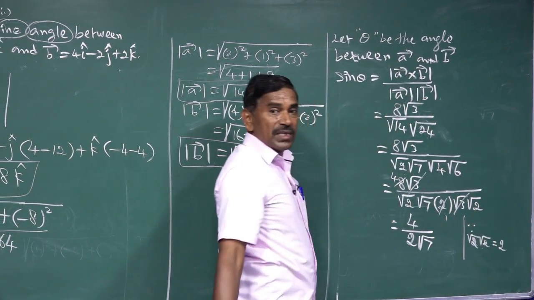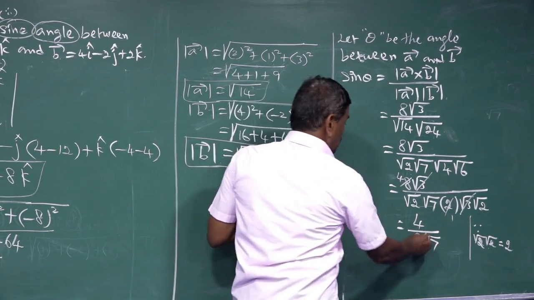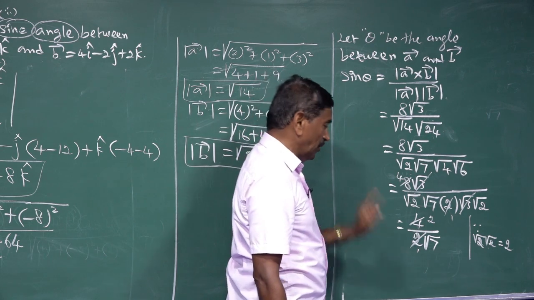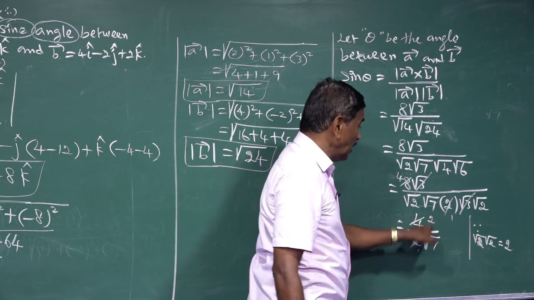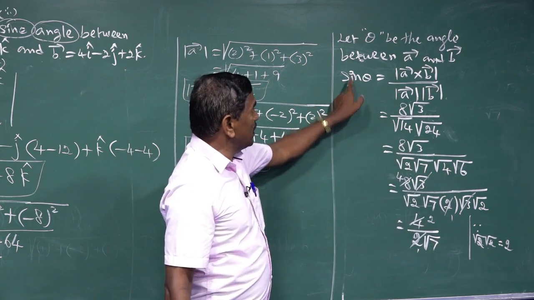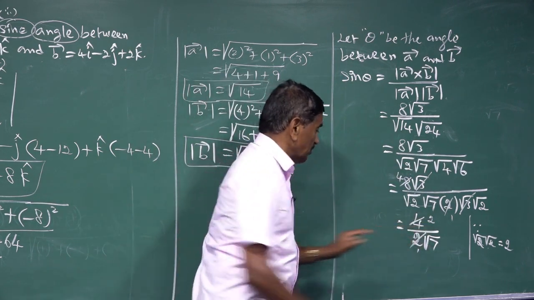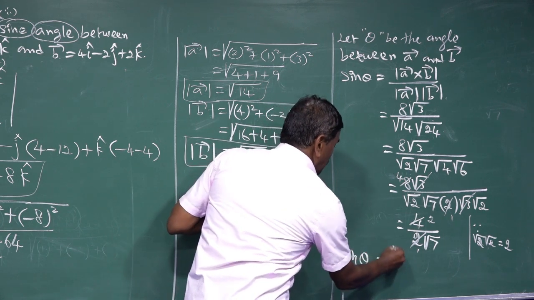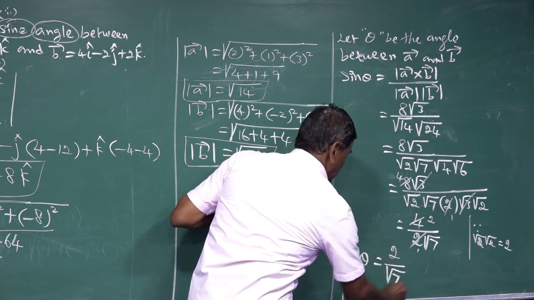Now next step: 1 2 is 2 and 2 2s are 4. Your answer is 2 by root 7. What is 2 by root 7? Sine theta is equal to 2 by root 7. Now I want to write the answer to the question, that is sine theta is equal to 2 by root 7.